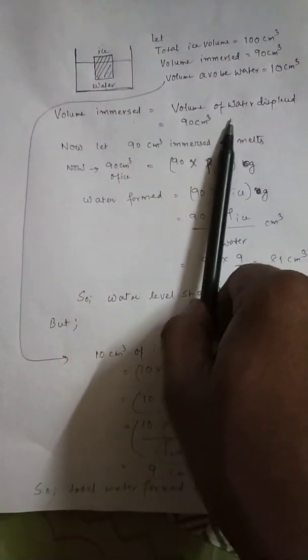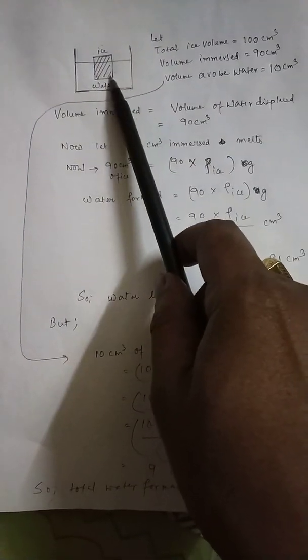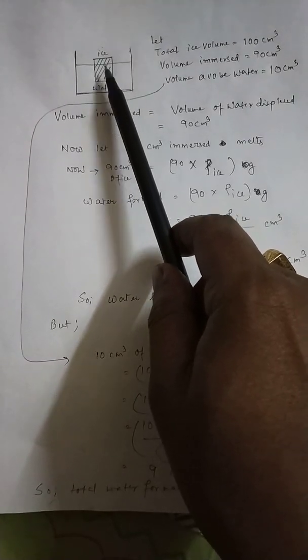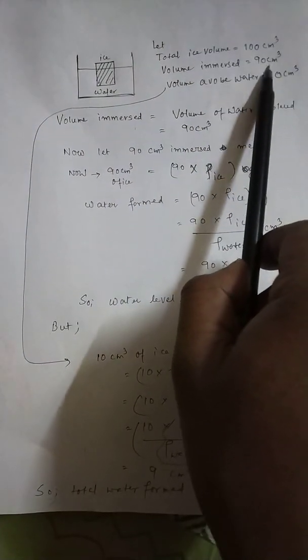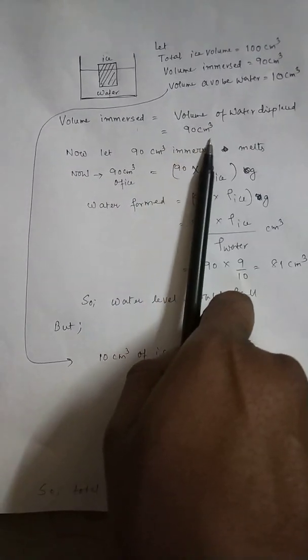So obviously the volume of water displaced will be equal to the volume of the ice immersed. What is the volume of the ice immersed? That is 90 centimeter cube. So the volume of the water displaced will also be 90 centimeter cube.